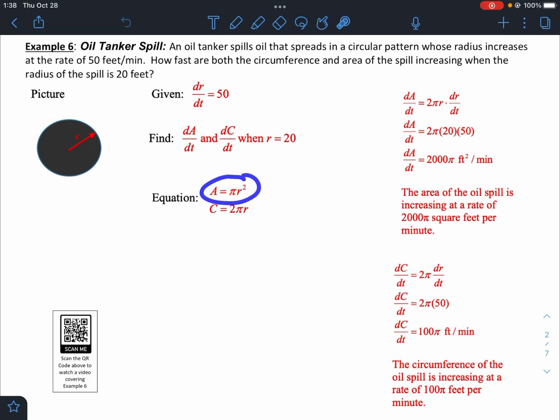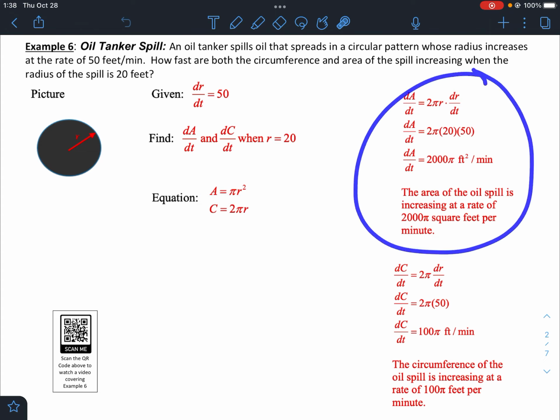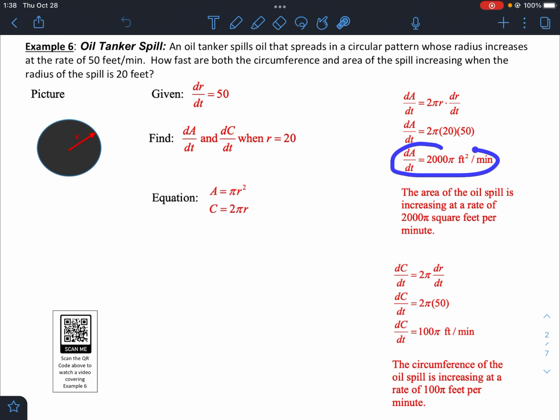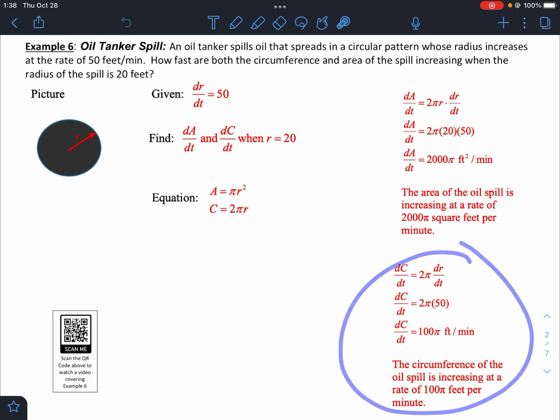So we'll need this equation for area, this equation for circumference. This is our work for area, which is changing at 2,000 pi square feet per minute. This is our work for circumference, which is changing at 100 pi feet per minute. Again, feel free here to pause this video and take a look at this for as long as you need.